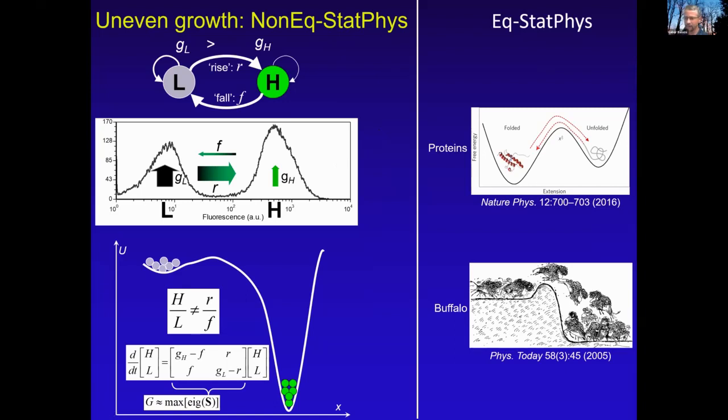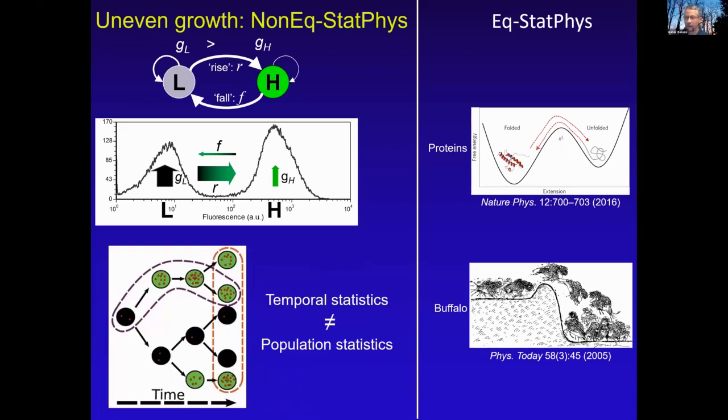So if you look at cells as a switching system between high and low, you see that the high and low ratio is not equal to transition rates because the growth rates come in. And you can easily reconcile that problem by adding growth to the switching matrix. And essentially the growth, the macroscopic growth, will be the maximum eigenvalue of this matrix. So that's how we go from microscopic events, low and high cells growing differently, to macroscopic population growth. All right, and here is just a note to Themis. This is actually a population process where you can take temporal averages and population averages and statistics, and they will not be the same because of unequal growth. So there are these interesting properties of this.